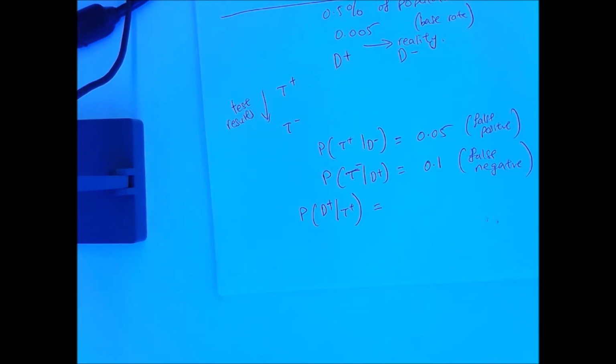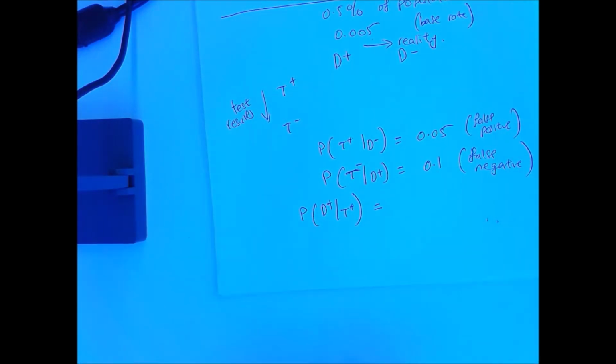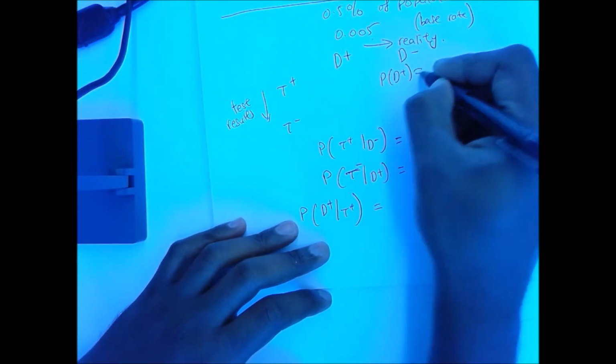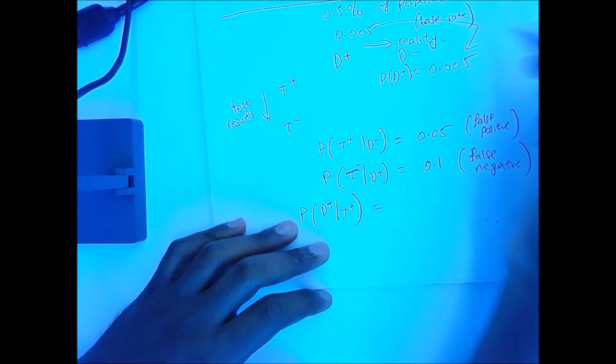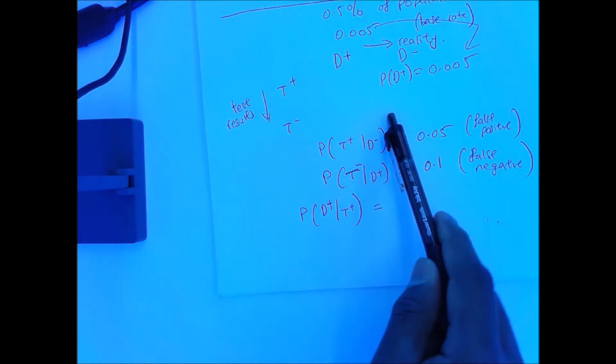That is 0.005, multiplied by the percentage chance that it is accurate, which is 95%. Oh, you're telling me the answer? Yeah, so what this means is the probability of D plus is equal to 0.005. That's the base rate, right? That means the probability of D minus is 0.995.